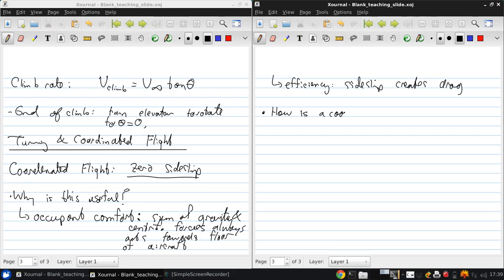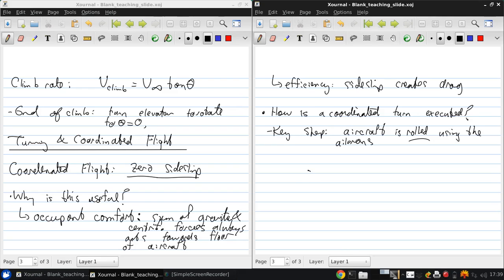So now let's look at how they're executed. Well, the key step is that we actually start by rolling the aircraft. And that, of course, is done using the ailerons. So if we start off with our aircraft, with the tail, and there's our wing, this is looking nose on at the aircraft.